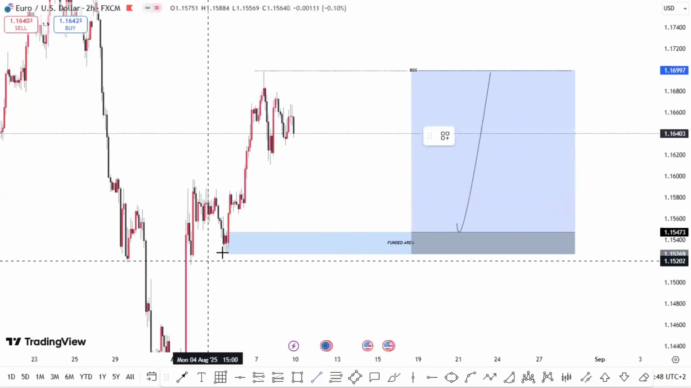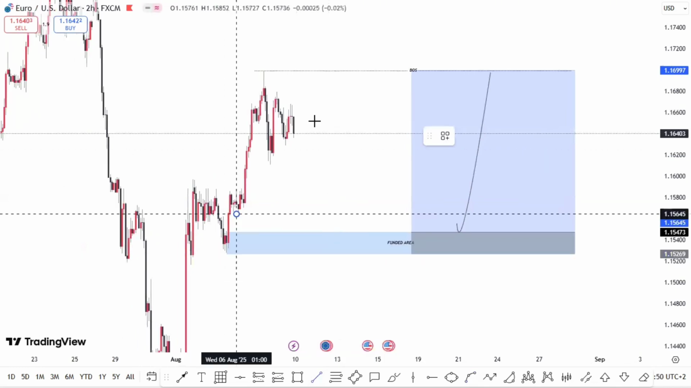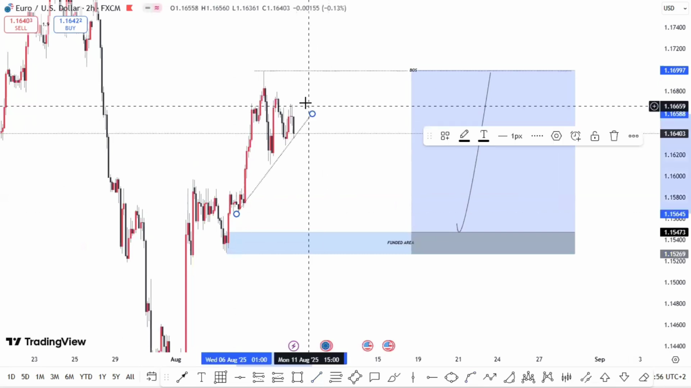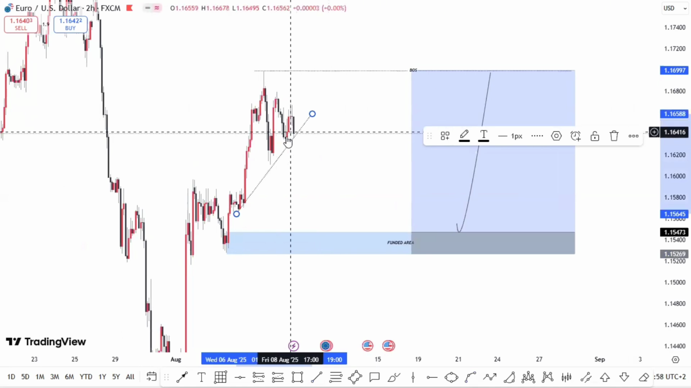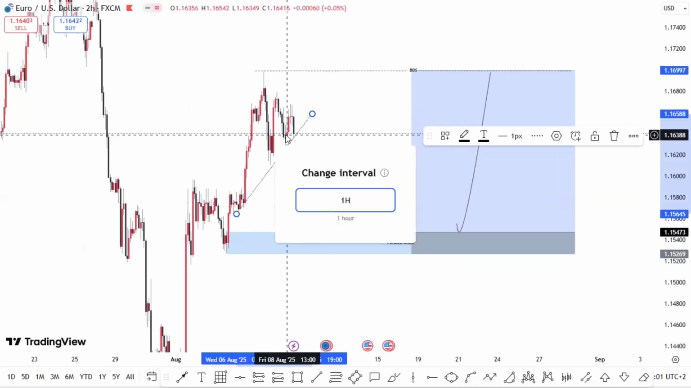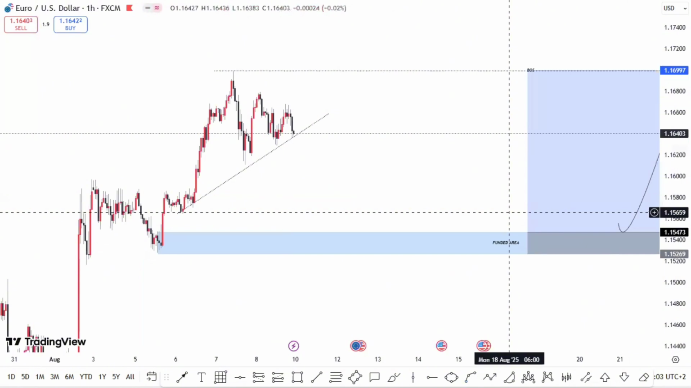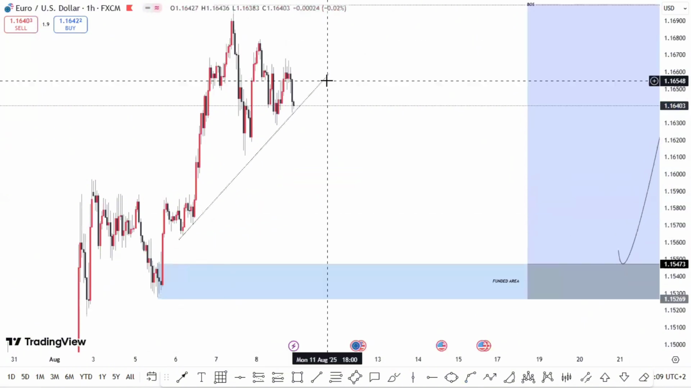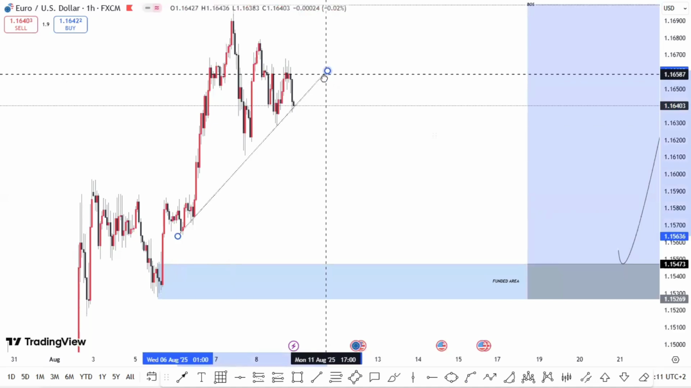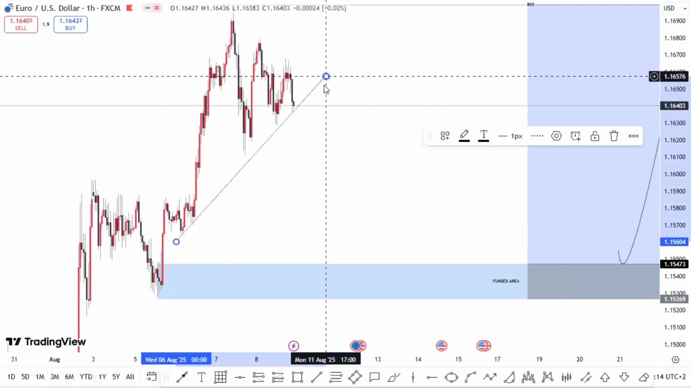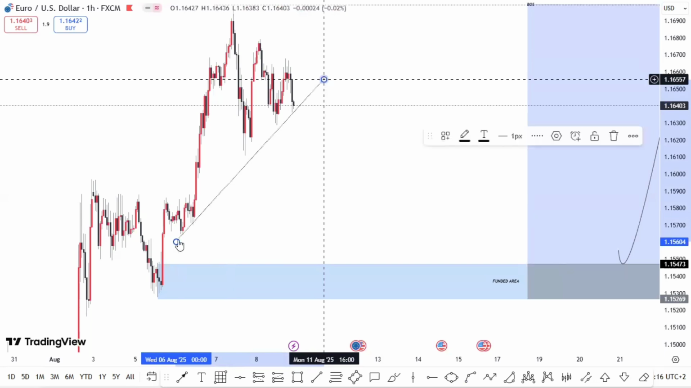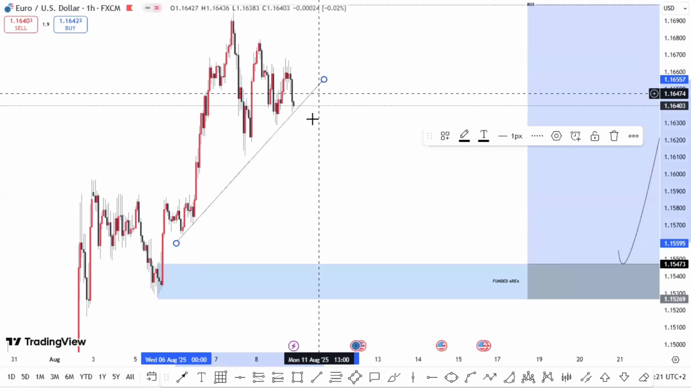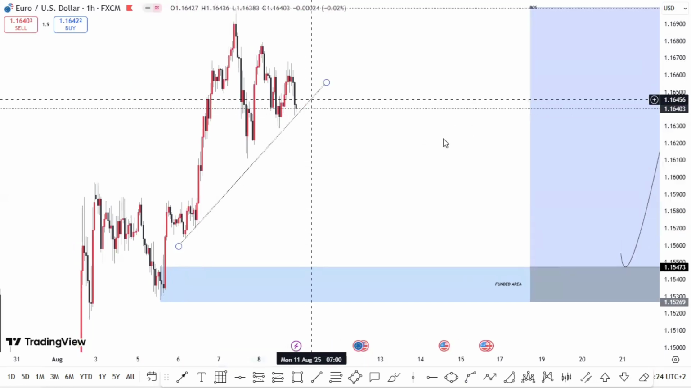So we have a trend line here, trend line liquidity. Let me just fix it to have a full view. Place it well. Okay, change the name. Let me change trend line liquidity.